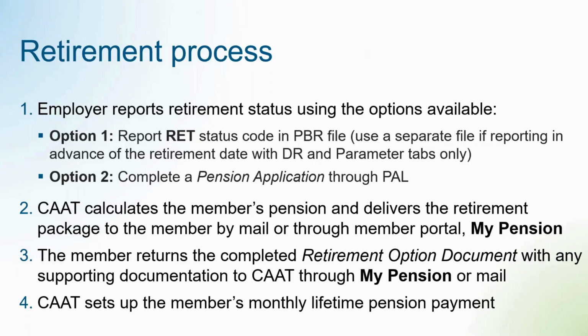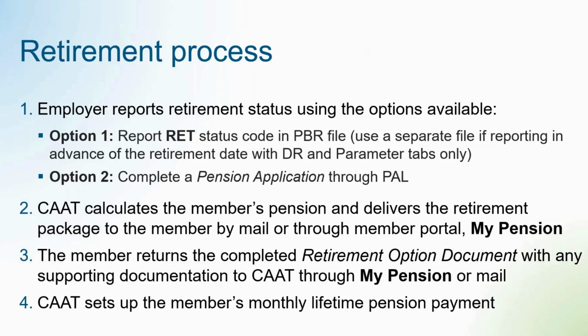If you're reporting a retirement in advance, you would still use the RET code and keep the pension adjustment column in the DR tab blank, along with all your usual biweekly or monthly contribution data in your PR tab. This is the preferred method for reporting retirement, and we'll look at this more closely in a minute. As a second option, you can complete a pension application in PAL. We'll also look at this a bit later.